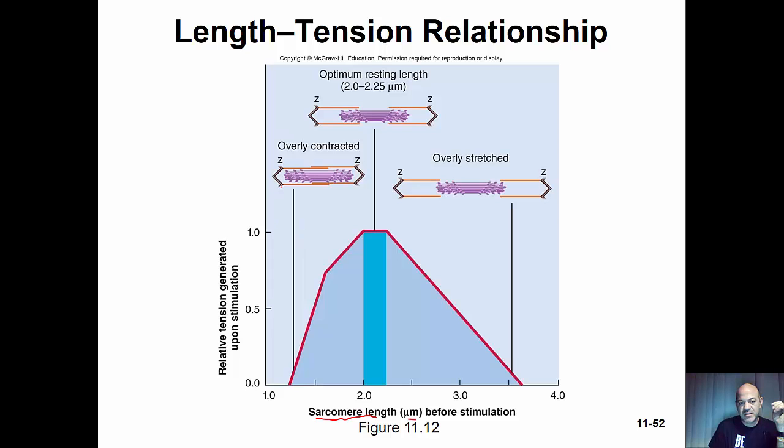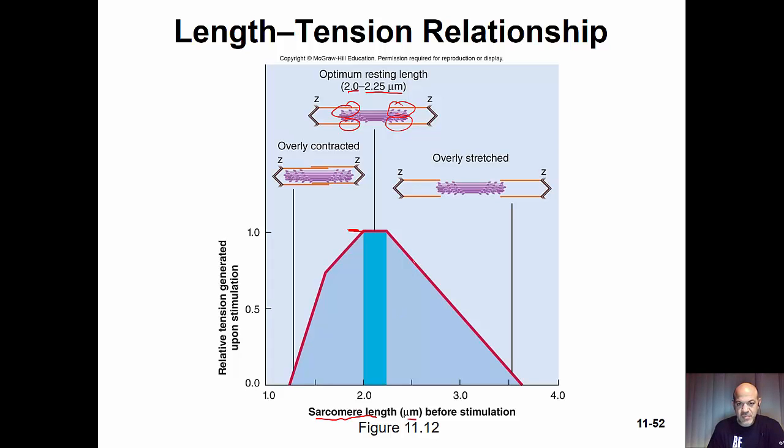But as you start to increase the length, moving the Z discs outward, which pulls the thin filaments out with them, you're going to get greater and greater tension until you reach an optimum distance. That optimum distance is indicated by this blue shaded area, and it is between 2 and 2.25 micrometers. There you can see a good amount of overlap. The cross bridging can occur quite nicely right here, and right here, and right here. So when the cross bridging occurs, power strokes occur, we can pull those discs in and get a good tension in the muscle.